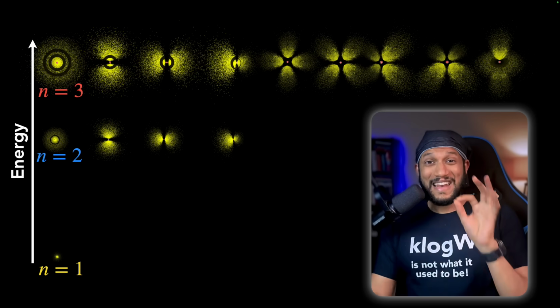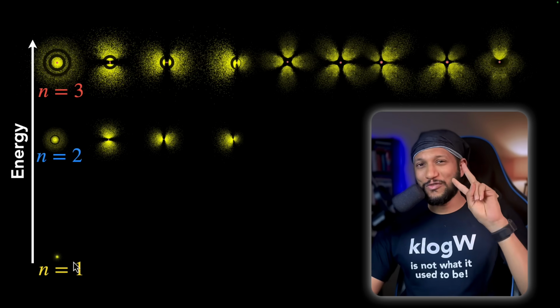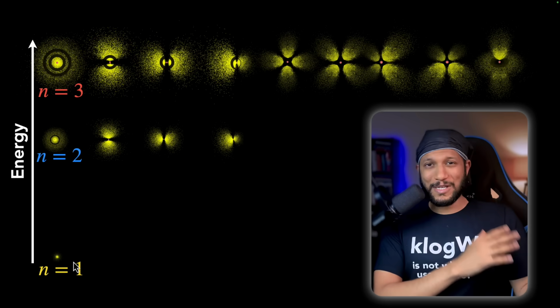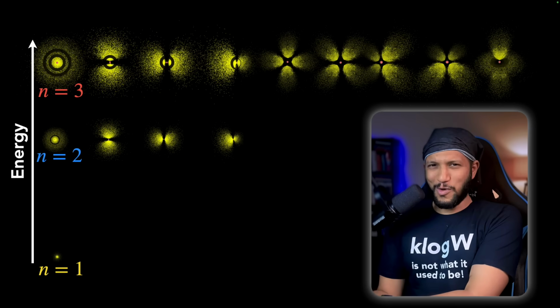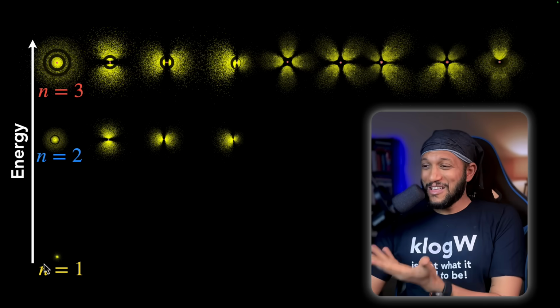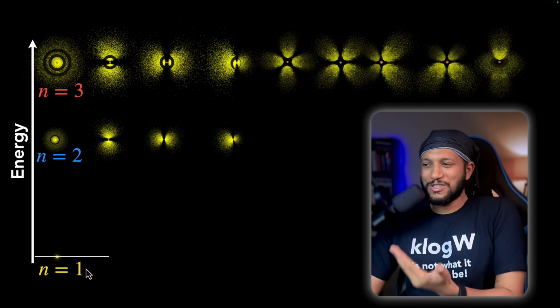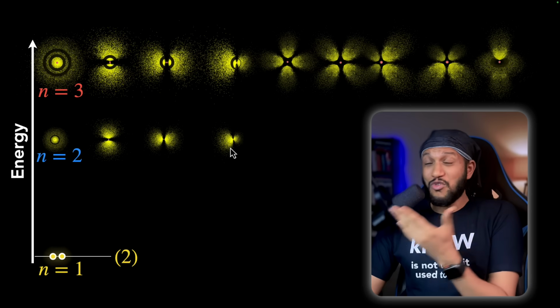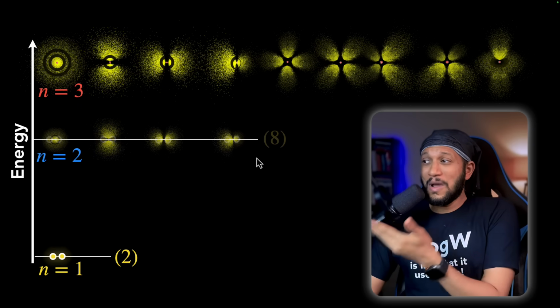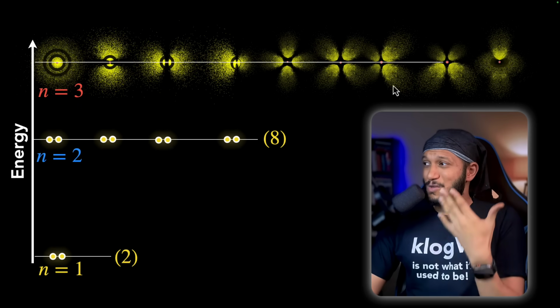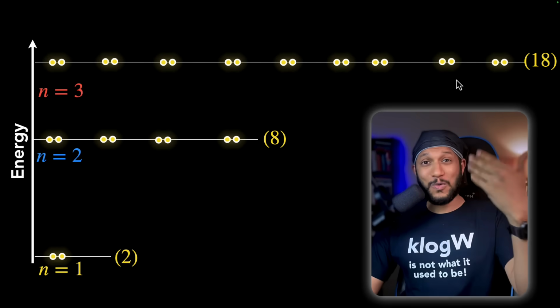The insight is that each orbital has a maximum capacity of just 2 electrons. This comes from Pauli's exclusion principle, which is probably a topic for another video, okay? As a result of that, the first energy level, since it has only 1 orbital, can accommodate a maximum of just 2 electrons. The next energy level has 4 orbitals, so it can accommodate 4 times 2, 8 electrons. The next one has 9, so 9 times 2, 18 electrons, and so on and so forth.